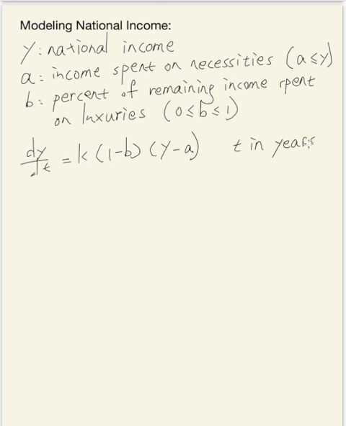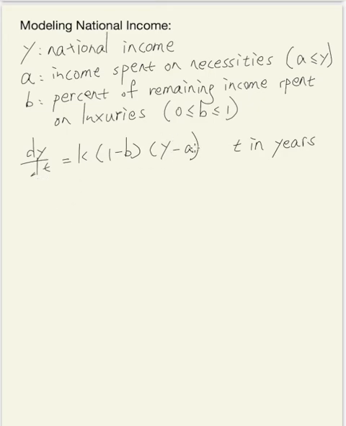So dy/dt is the rate of change of national income. And we assume a and b do not change as time goes on. So the income spent on necessities and the percent of income spent on luxuries remain the same every single year. And then this will be the model: dy/dt equals k times (1 minus b) times (y minus a). Okay, let's solve this and see what happens to y.